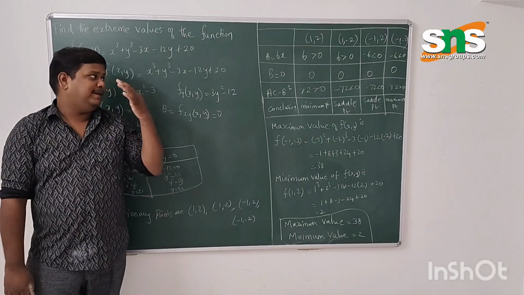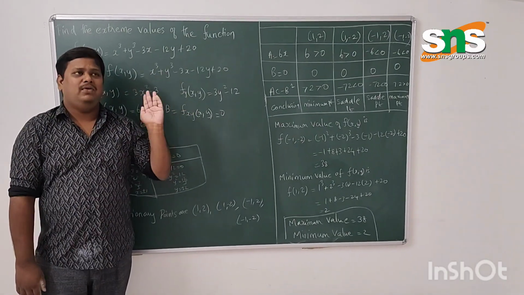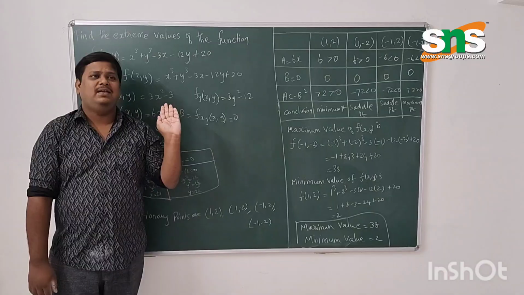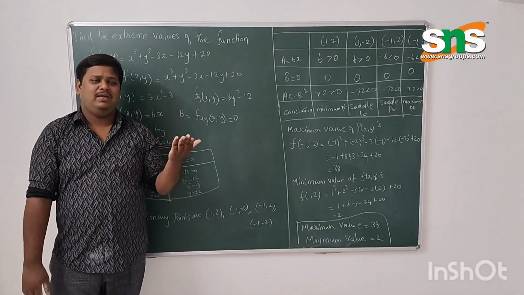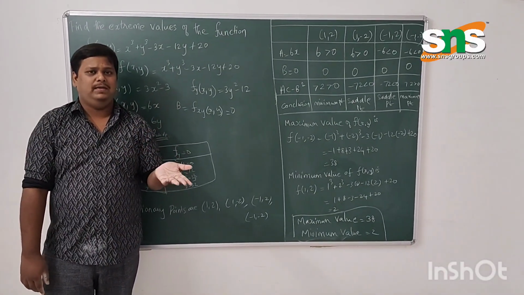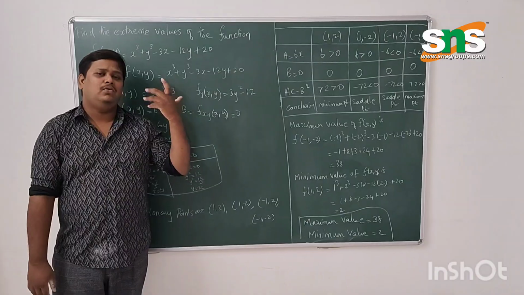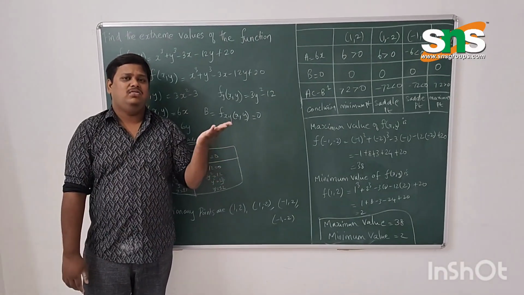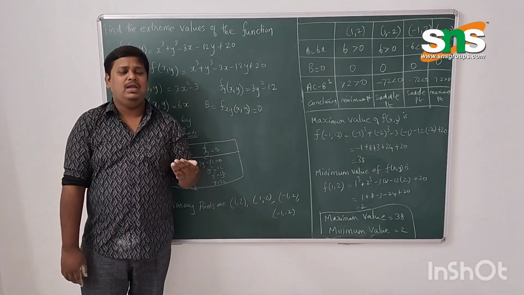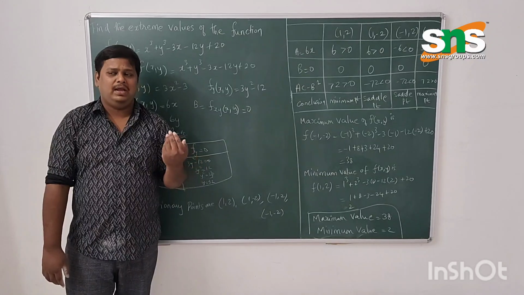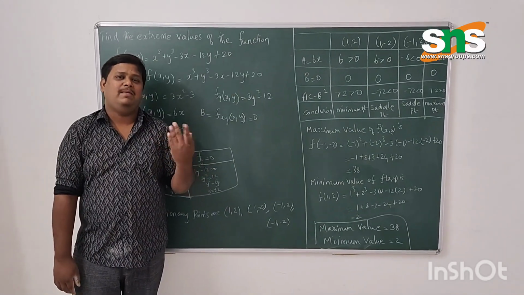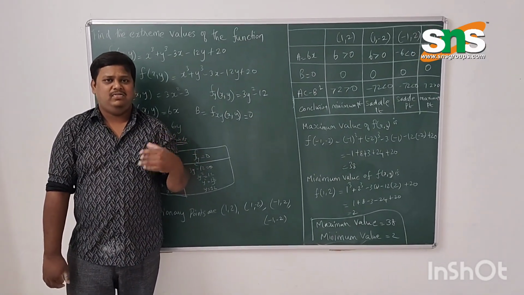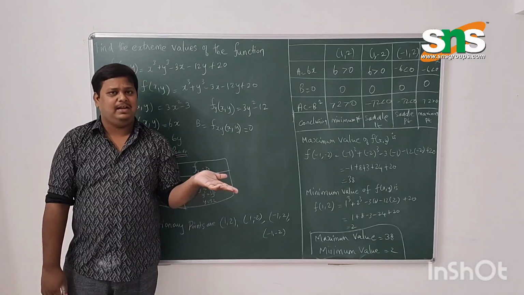Second step of extreme values, we have to take the derivative and set it equal to 0, and next we have to find the values of x and y. Keeping the derivatives equal to 0 and finding the values of x and y, we call these points stationary points or critical points.